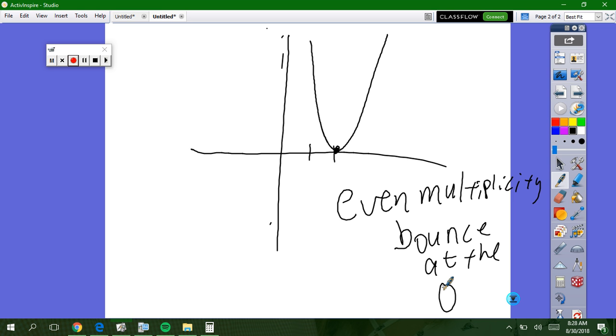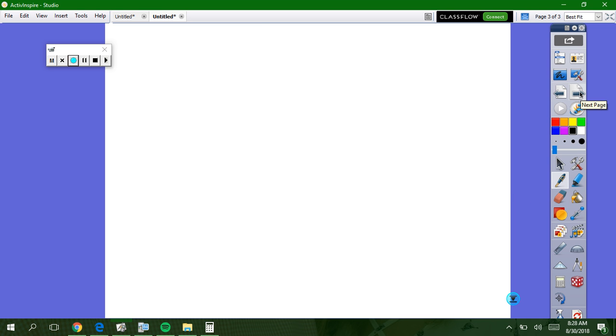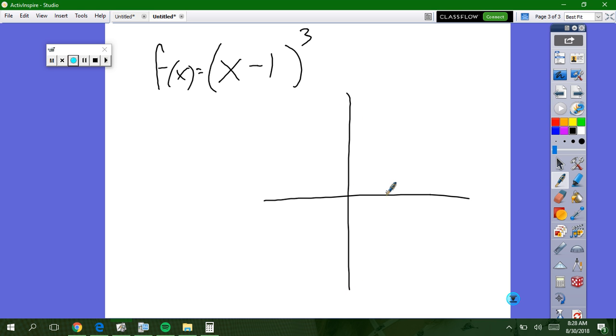Let's see what an odd multiplicity would do. Okay, so this is f of x equaling x minus 1 cubed. What is our zero of this function? Where will we be zero at? 1. Okay, first off, here's what a cube looks like, right? Everybody there with me? The basic cube. Now we can get other cubes by transforming the graph itself. Okay, but this graph right here is this.